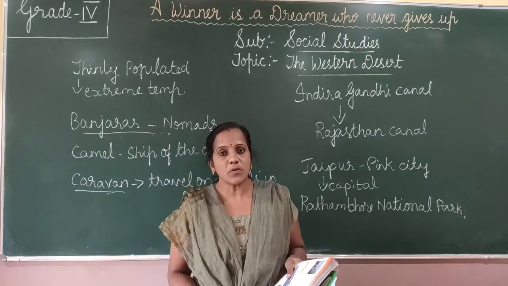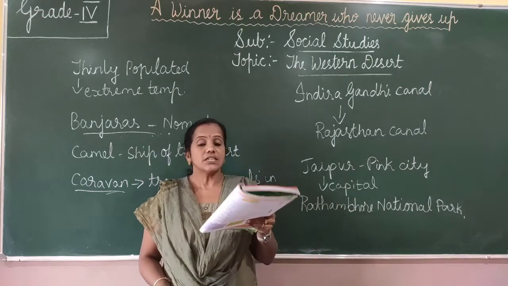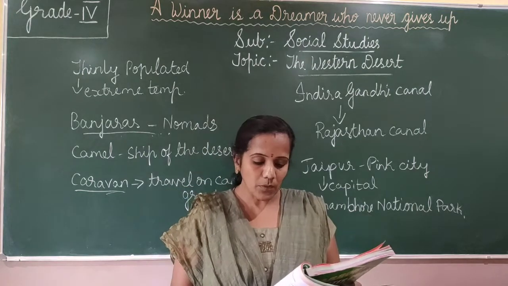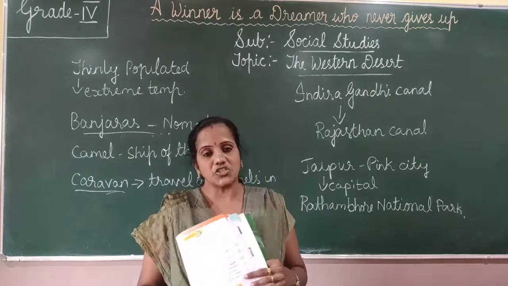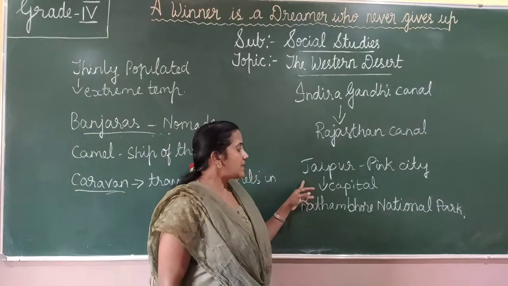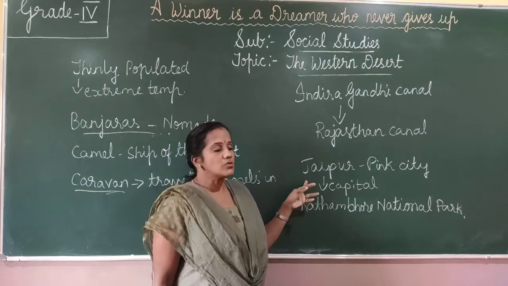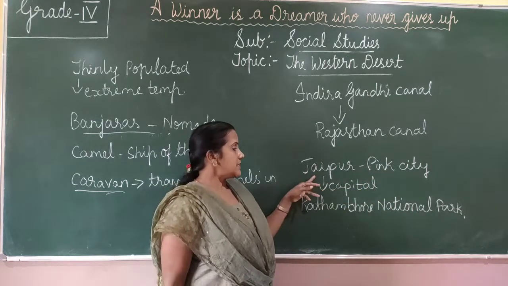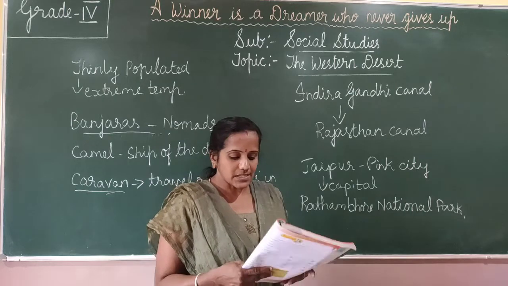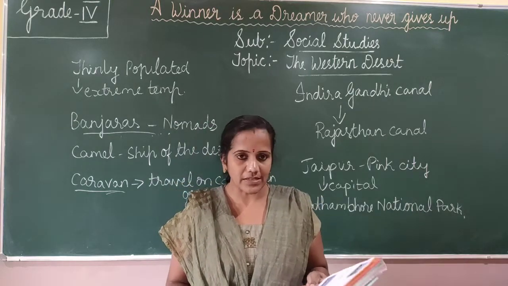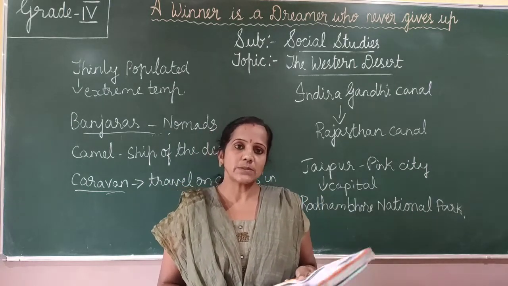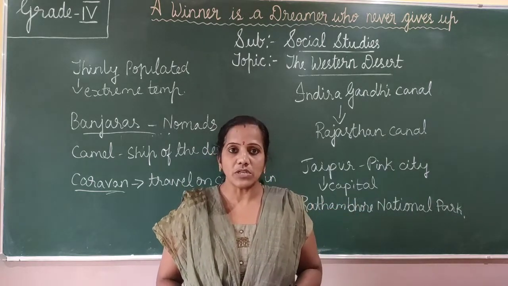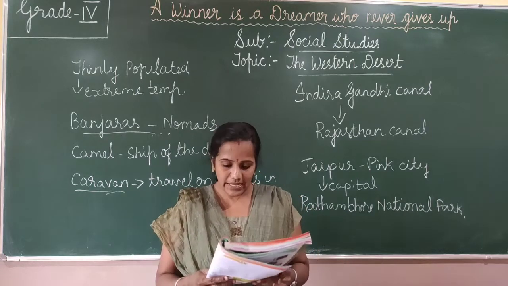Some of the important cities of this region are Jaipur, Jodhpur, Jaisalmer and Bikaner. Jaipur is the capital of Rajasthan. It is also called the Pink City. And another important city, Udaipur, is called the City of Lakes.